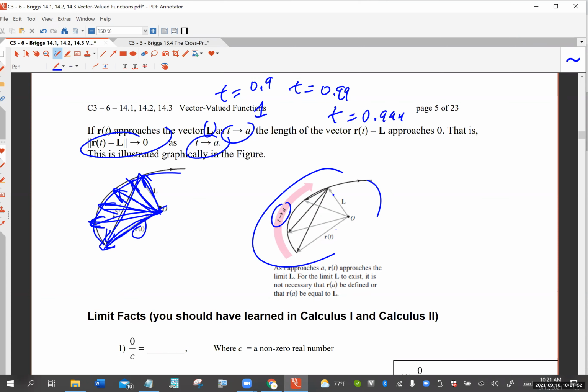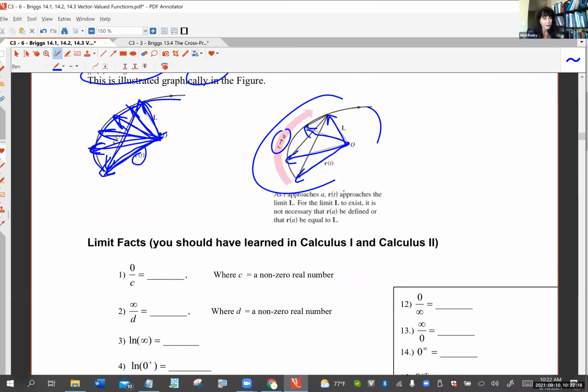Yeah. So that would have your r of t. Here would be r of 0.9. Then this would be r of 0.99. And this right here would be r of 0.999. And then this would be r evaluated at 1. But that may not be defined. Just like when you took calculus 1, the function may not actually be defined at that value, but the limit can still exist.